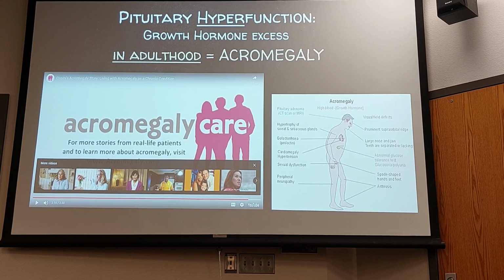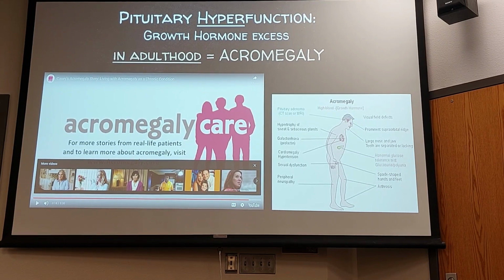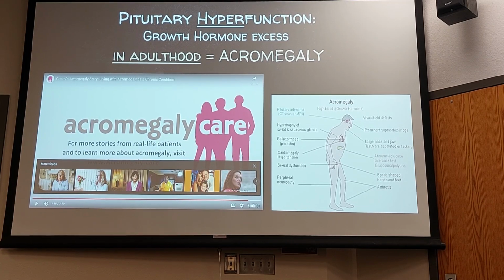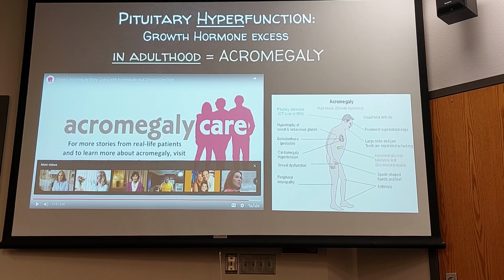So yeah, it affects growth hormone. So hormone will affect all kinds of areas all throughout the body. So I'm mentioning the bones, the hands, the head, visual disturbances, hypertrophy of the sebaceous sweat glands. So all kinds of side effects there.